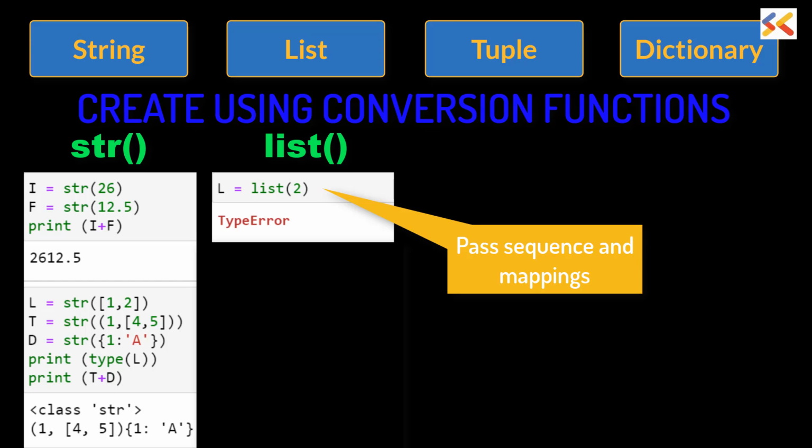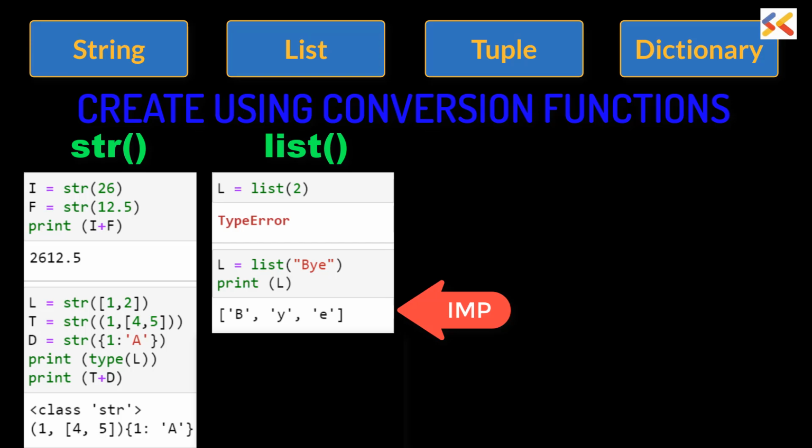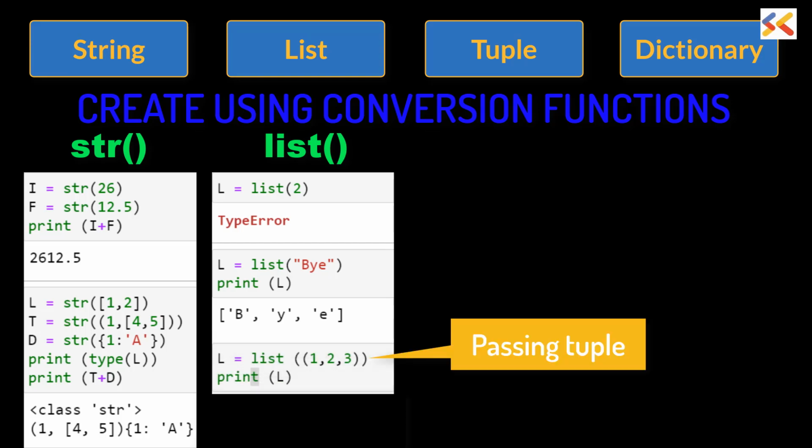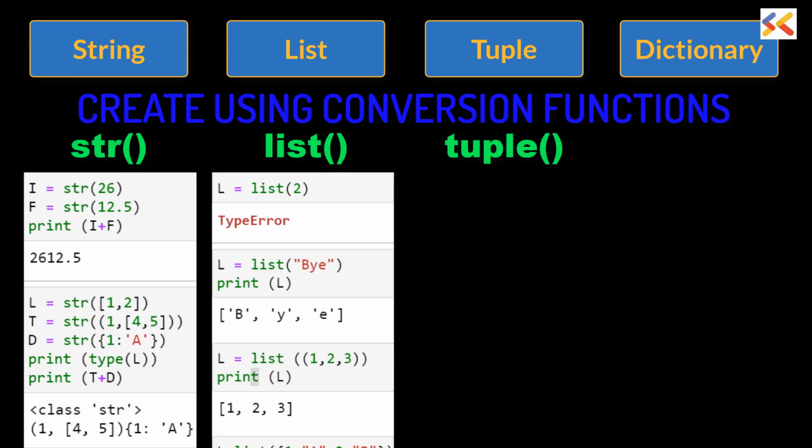If you give a string, what it does is it breaks it into characters and returns a list of characters. If you give a tuple, it will just convert round bracket to square. If you give a dictionary, it will create a list of only the keys and drop the values of all of them.